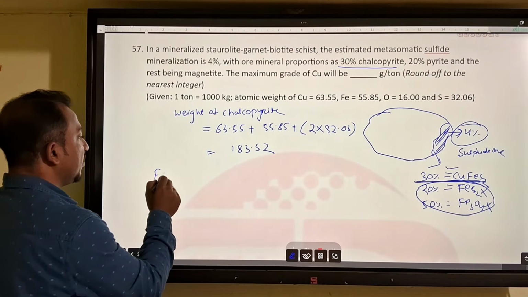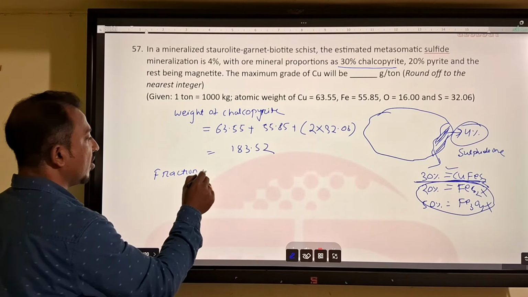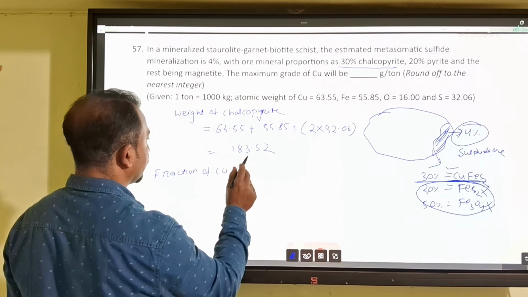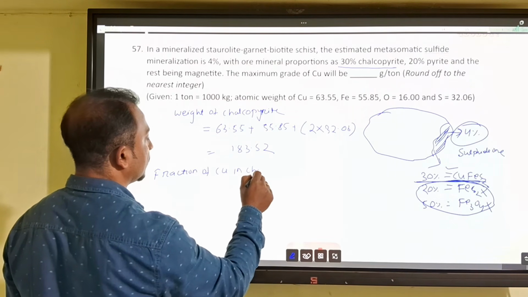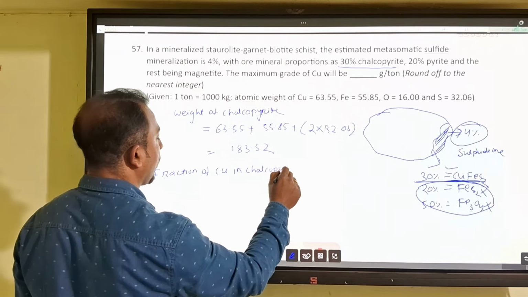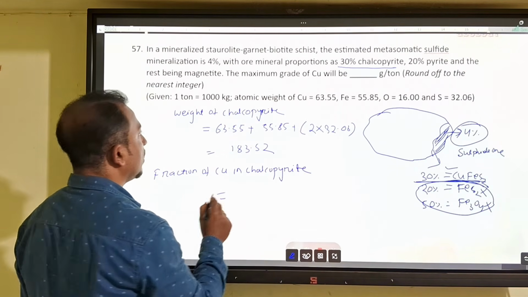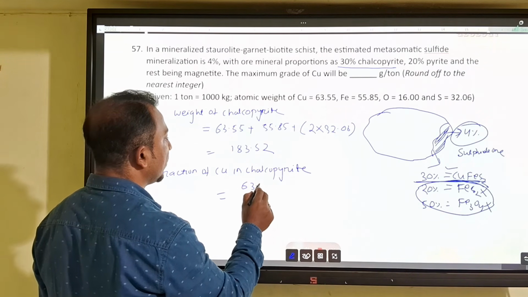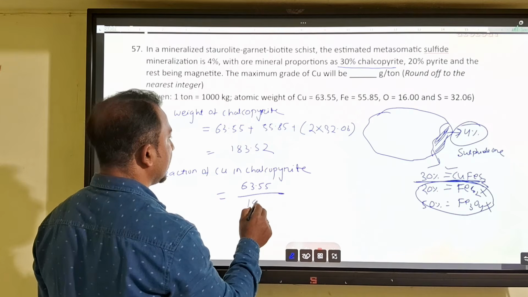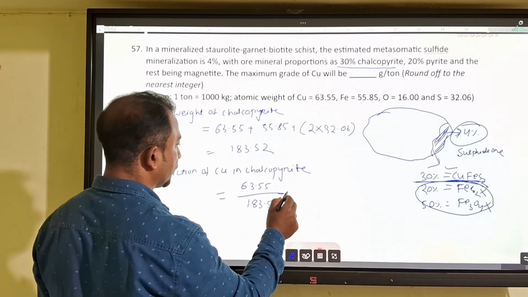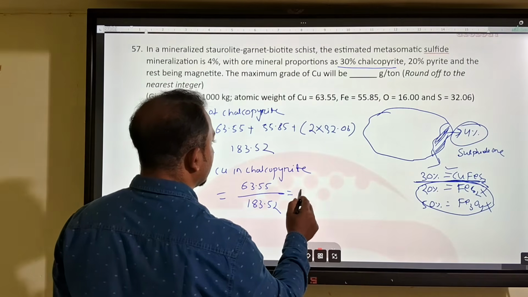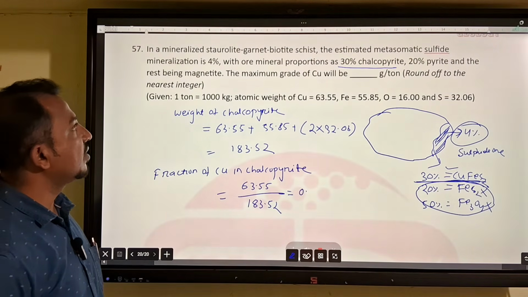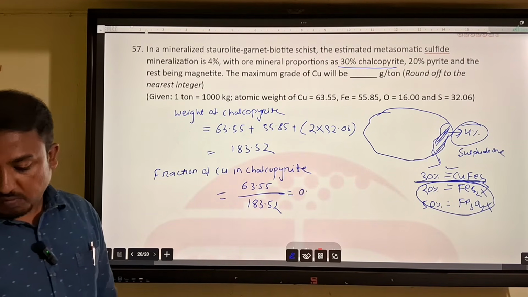So the fraction of copper present in chalcopyrite will be the weight of the copper by total weight, that is 63.55 divided by 183.5. It will be approximately 0.34.